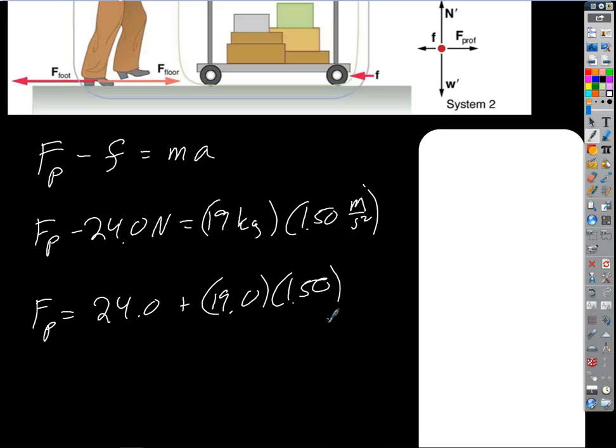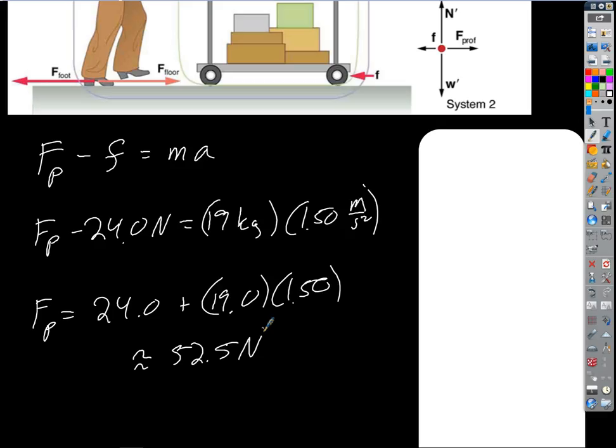Okay, and that's gonna be kilogram meters per second squared or newtons, so we're getting newtons. What was the answer to that again? 28.5. Oh, 19 times 1.5 is 28. Oh, gotcha, okay, so what's the whole thing then? 52.5. I heard 2 different answers. 52.5. Yeah. 52.5 newtons, okay? Make sense?